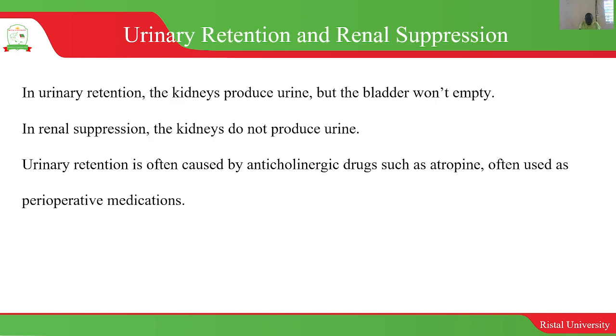Urinary retention and renal suppression. In urinary retention, the kidneys produce urine, but the bladder doesn't empty. In renal suppression, the kidneys do not produce urine. Okay, so mark the differences. Urine retention is often caused by anticholinergic drugs such as atropine, often used as a perioperative medication.